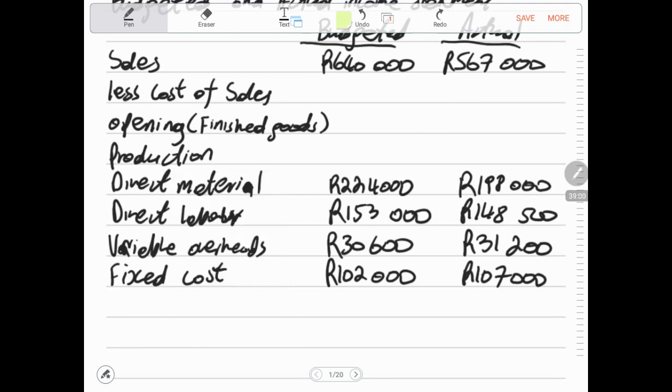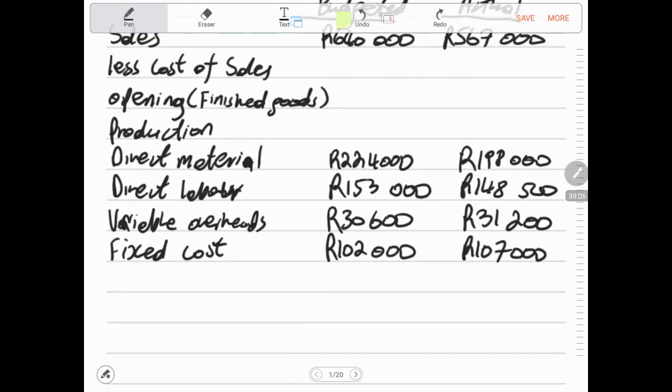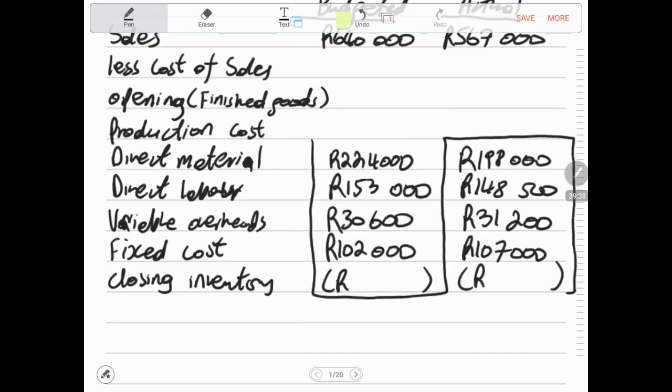Therefore now we come to the closing part, closing inventory. Now if there was closing inventory, our closing inventory obviously being deducted, it is what is left. Therefore now that will give us the production cost. That will be our production cost.